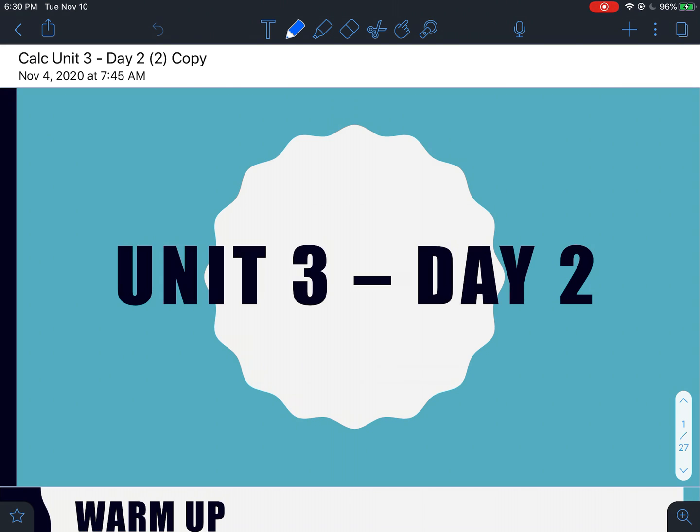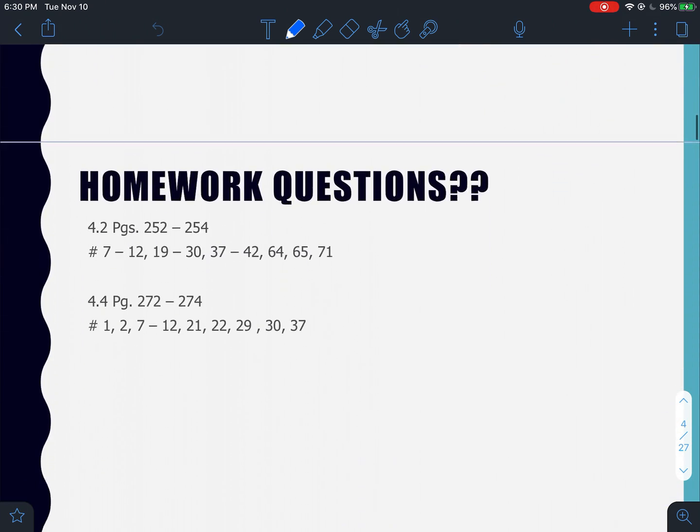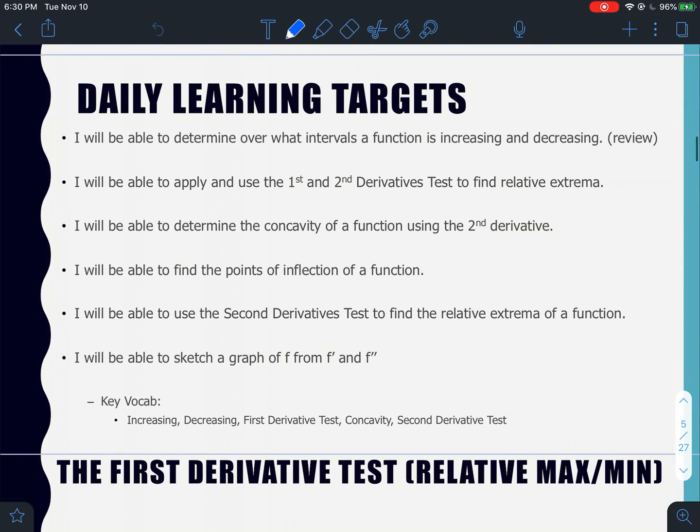These are your notes for Unit 3, Day 2 of Calculus. If you would like to see your warm-up, review question, or any homework questions we went over in class today, just look at your finished notes.